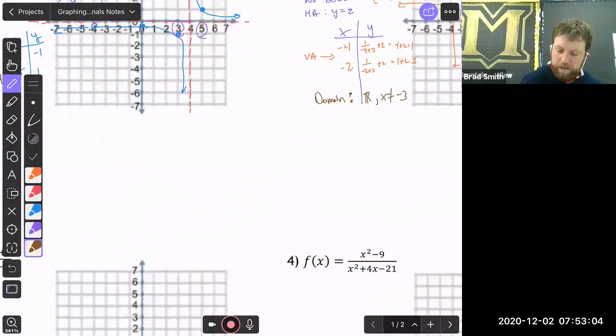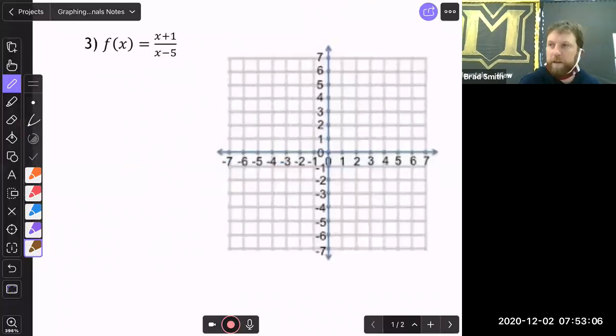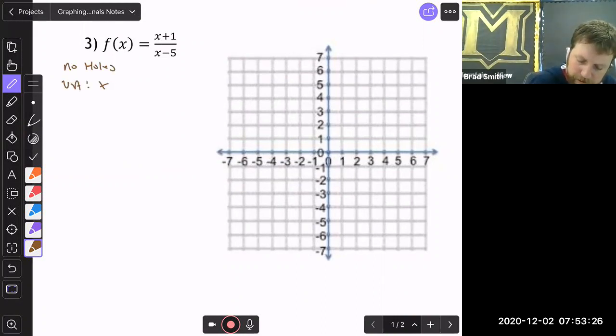So let's take a look at these last two. Here, nothing cancels. So we're good to go ahead and start. There's no zeros or anything. So I don't have any holes, no holes. I do have a vertical asymptote at x is equal to 5. I do have a 0 at x is equal to -1. I do have a horizontal asymptote. They're the same degree, so at y equals 1.